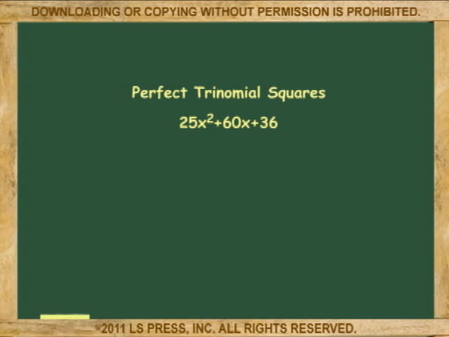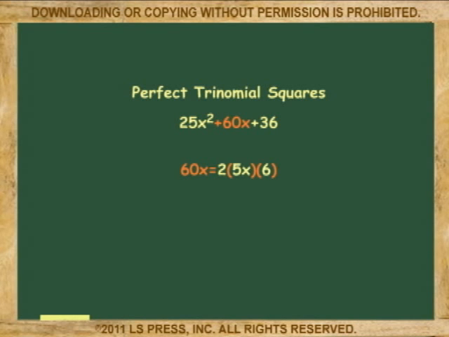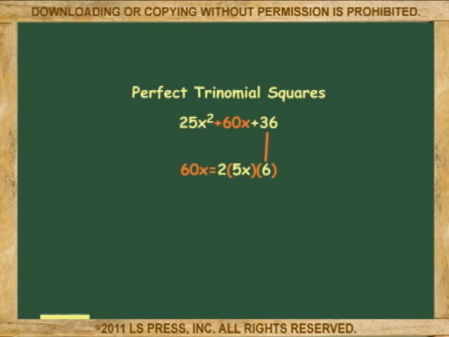In a perfect trinomial square, the last term must be positive. The first and third term, the corners, must be squares. The middle term is twice the product of the square roots of the first and last terms.